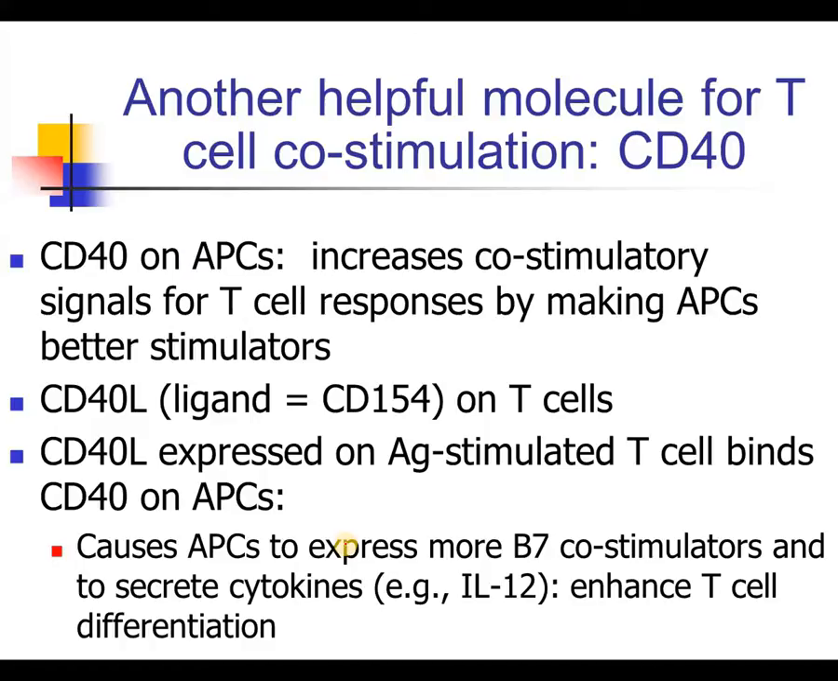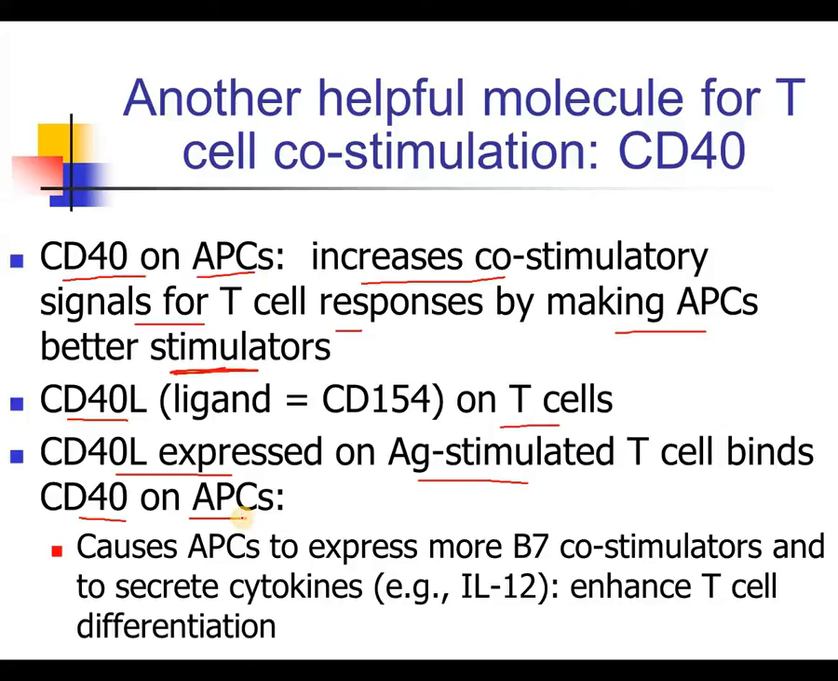There is another helpful molecule for T cell co-stimulation, and that is CD40. This is really an indirect method of helping with co-stimulation, and what do I mean by that? We find CD40 on antigen presenting cells, and this in turn increases co-stimulatory signals for T cell responses by making the antigen presenting cells better stimulators. The CD40 on the antigen presenting cell binds to CD40 ligand, which is also known as CD154. CD40 ligand is found on the T cells, expressed on antigen-stimulated T cells, and binds to CD40 on the antigen-presenting cell.